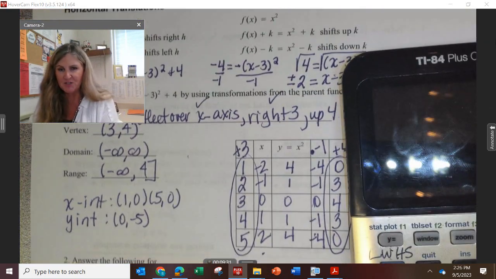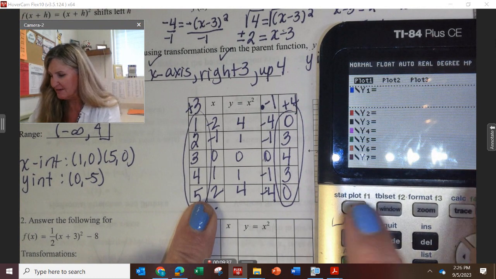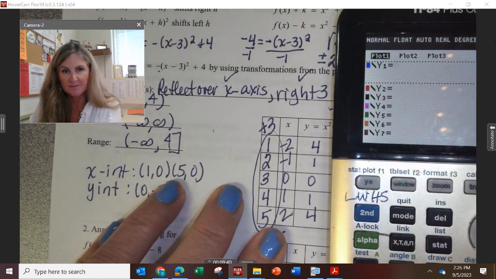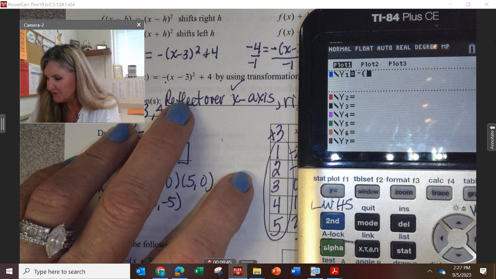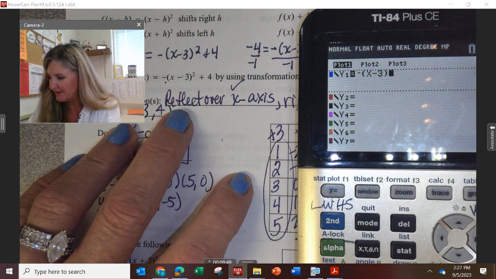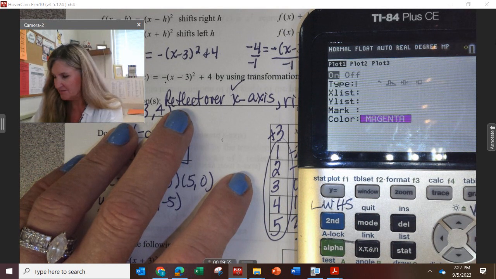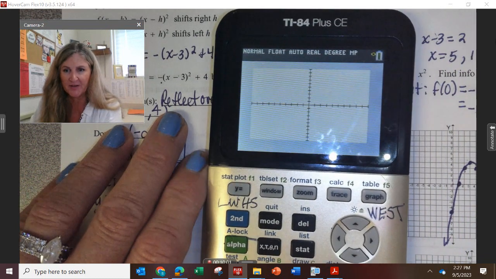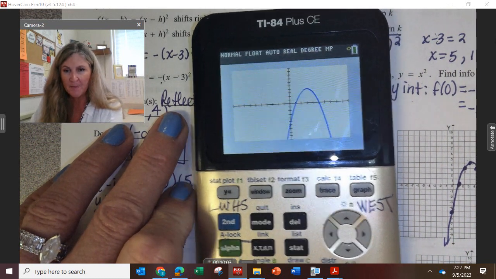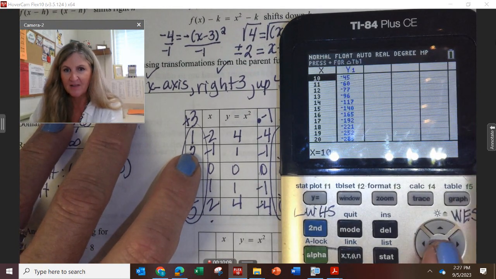Now, I want to remind you how you can check this table. You don't have to follow along unless you have it handy. If you do, you can certainly. I'm going to put this function into my calculator. So negative parentheses x minus 3 squared plus 4. I'm going to turn off my stat plots because I'm not working with statistics. And now I'm going to do a zoom 6 to get back to my standard screen. This is the way it looks, but I want to check my table. So I'm going to go to second graph, and I'm going to look at my table.